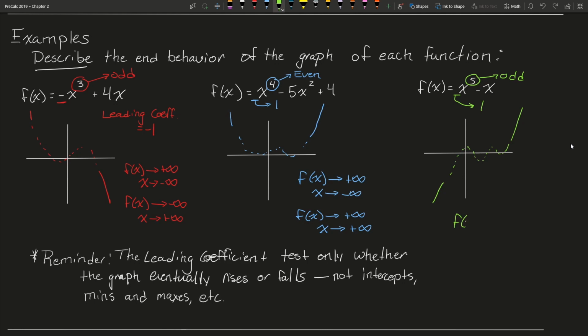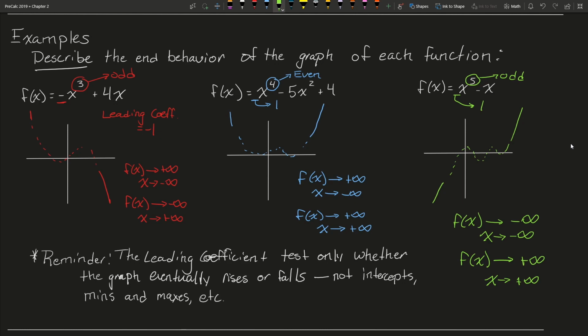So f of x approaches negative infinity. F of x goes down as x approaches negative infinity. So as x moves left, f of x approaches positive infinity. So f of x goes up as x approaches positive infinity as well. So x goes right, f of x goes up. X goes left, f of x goes down.